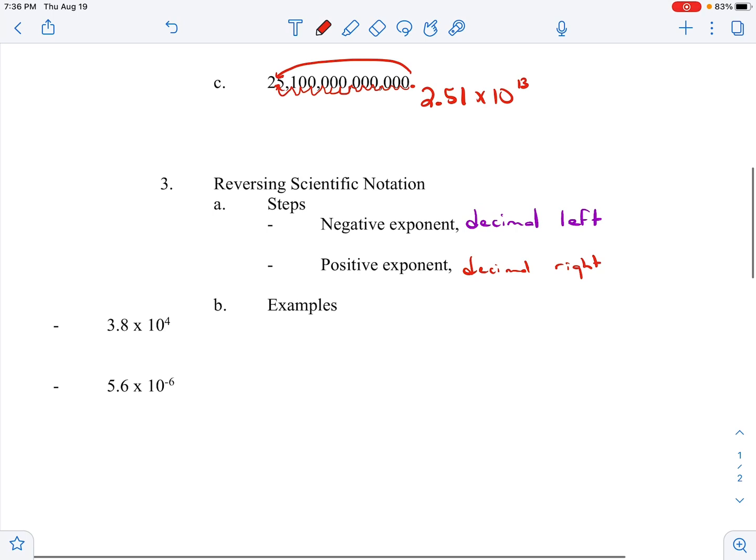We just have 2 of these. All right, so we see this first one, we have a positive exponent, or at least no sign on it, and it says 4. So we're going to move the decimal 4 places to the right. 1, 2, 3, 4. So that means we have 38, and then these guys are going to be space holders, so we're going to put zeros there. So we're going to say 38,000 is 3.8 times 10 to the 4th out of scientific notation.